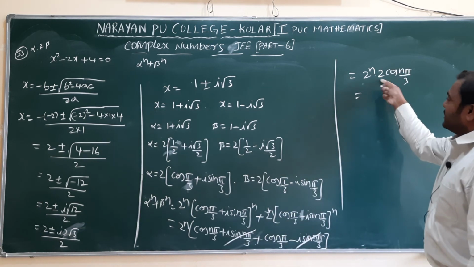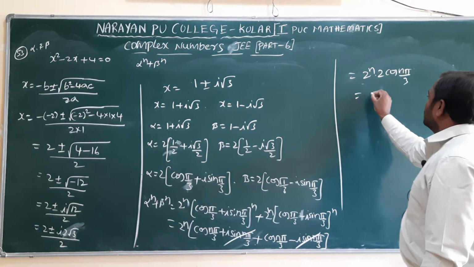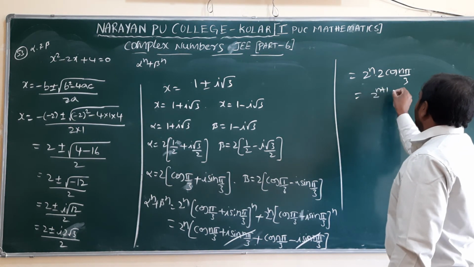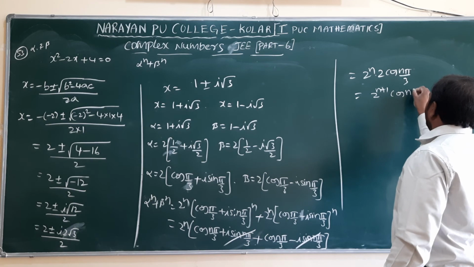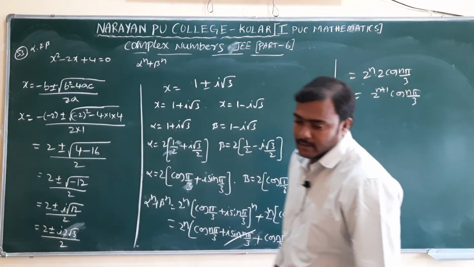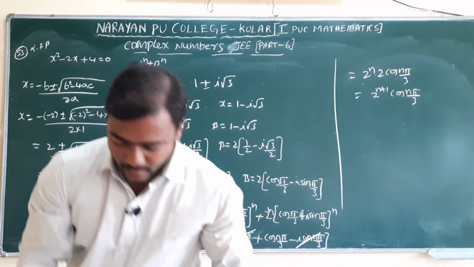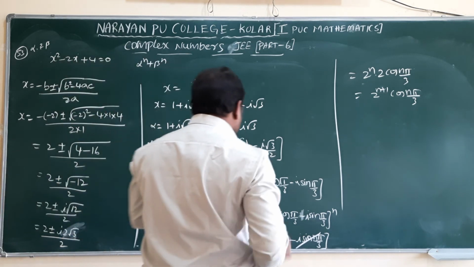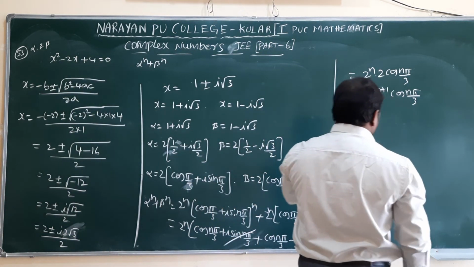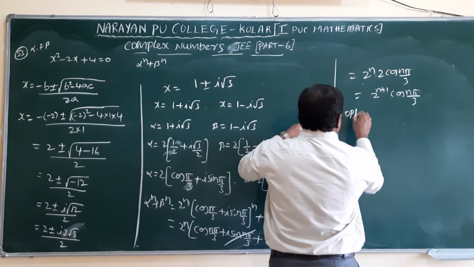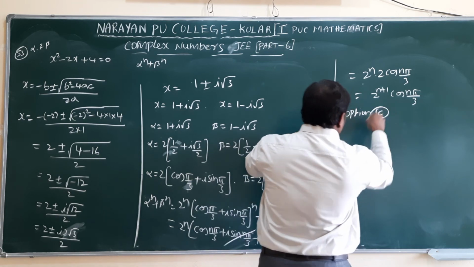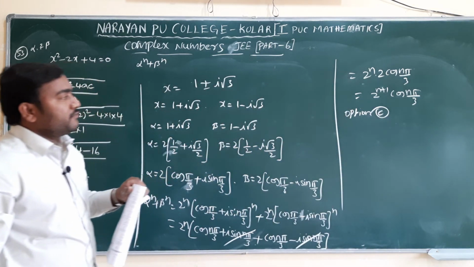Now here, powers with the same base should be added, so we get 2 power n plus 1 into cos n pi by 3. Option C is the correct option. So 2 power n plus 1 into cos of n pi by 3.